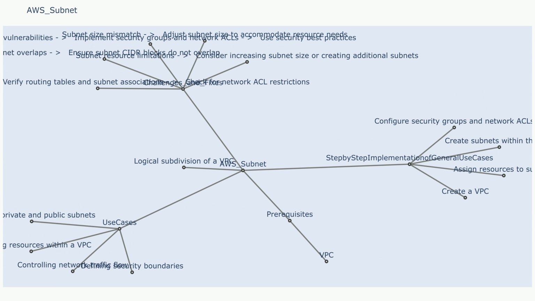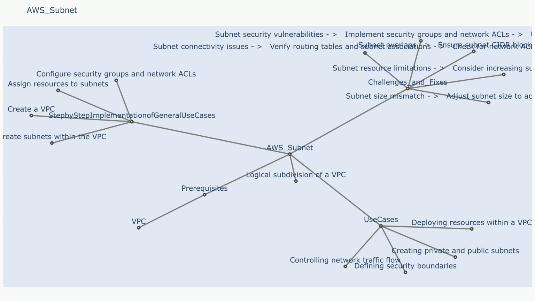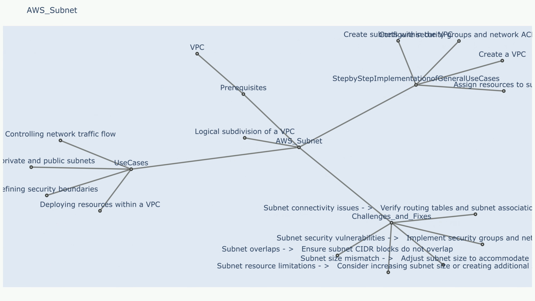Configure security groups and network ACLs. Implement security measures by configuring security groups for controlling inbound and outbound traffic to resources within the subnet. Network ACLs can be used for more granular network control at the subnet level.